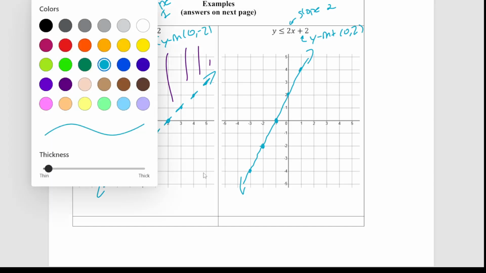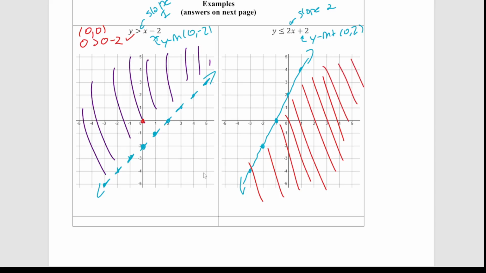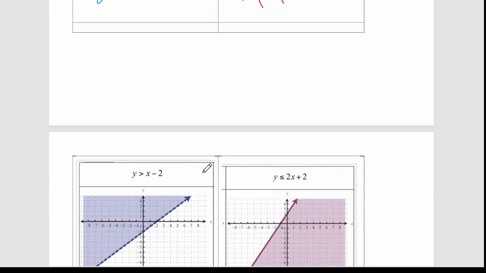And then I need to determine my shading. Since it's less than or equal to, that means I need to shade below the line. And then I want to do a testing point to confirm my hypothesis. So for example, (0, 0) is also in this region, so I can check: is 0 less than or equal to 2 times 0 plus 2? 0 less than or equal to 2. That is a true statement. I must have shaded correctly.